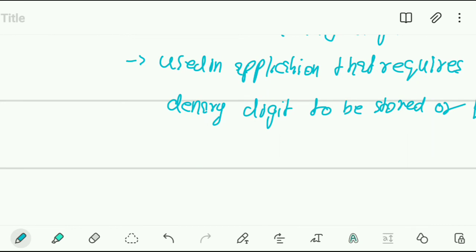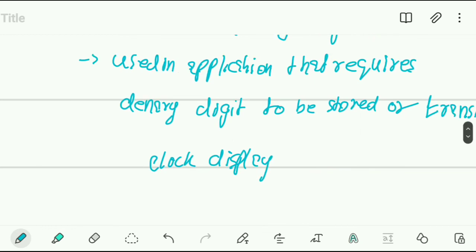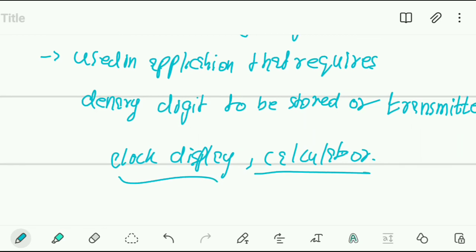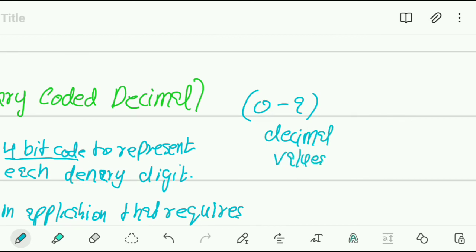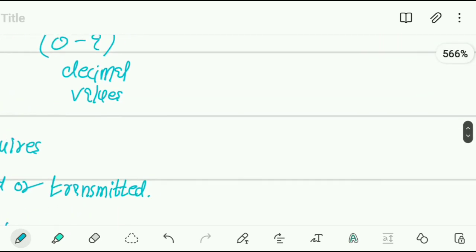Okay, it is used in clock displays, the watch which you have wrapped around your hand, or a calculator which we use in a math class, or which I am using right now. Calculator, clock display, this is where BCD is used, and the range is 0 to 9, decimal values. It is used in electronic devices. So there are two methods to store BCD. There are two ways to do that.